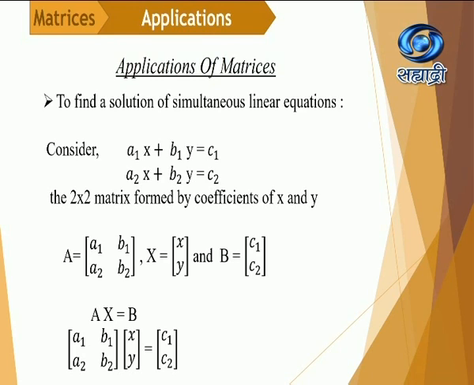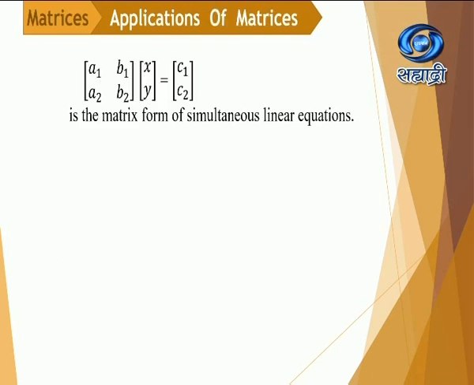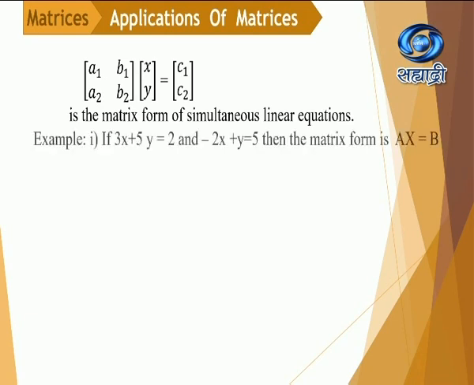Write down the matrix form first of all. This is the matrix form of simultaneous linear equations. So writing the matrix form is an important part of systems of linear equations. Example: if we have two linear equations in two unknowns, 3x plus 5y equal to 2 and minus 2x plus 5y equal to 5, then the matrix form is AX equal to B. So write down the given system in matrix form.